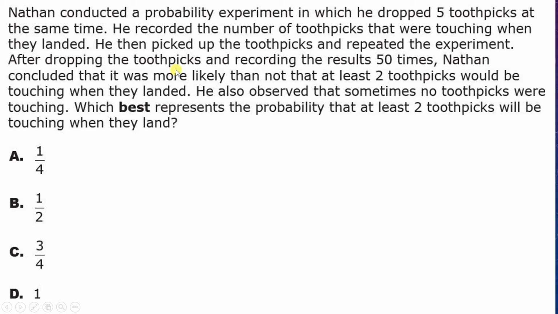So this question tells me where I need to go back and look in the problem to find the information I need. Since it says at least two toothpicks will be touching, I need to go back up here where it mentioned two toothpicks again. So Nathan concluded that it was more likely than not that at least two toothpicks would be touching when they landed. Now, in most of my classes I told you that the answer was B, it's 1/2.